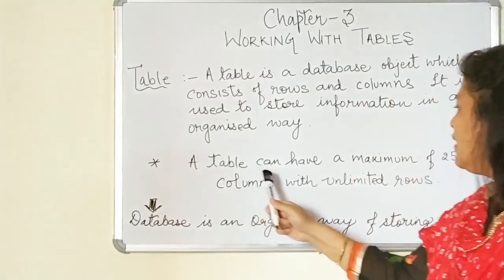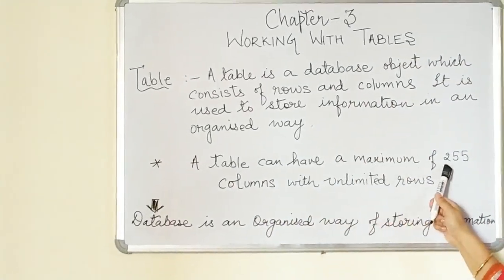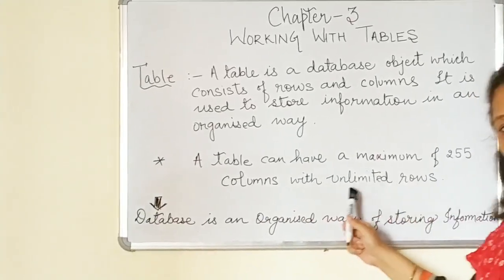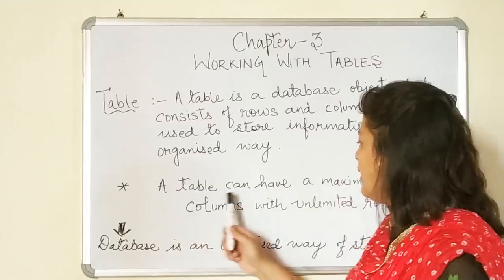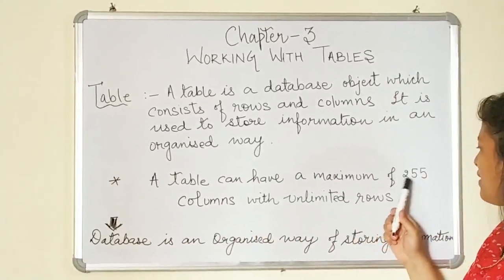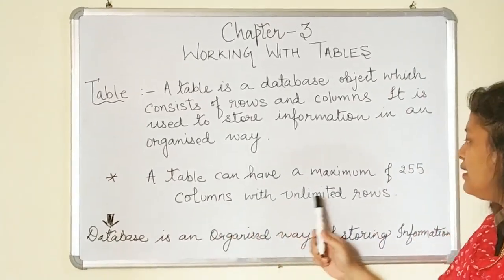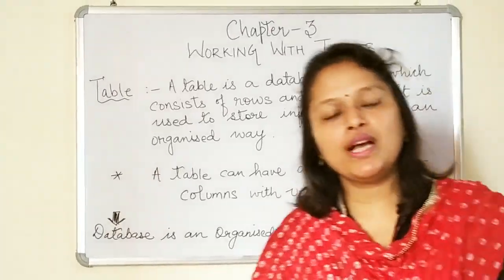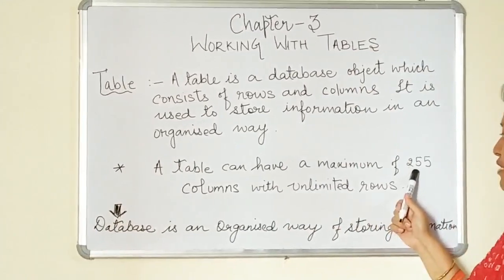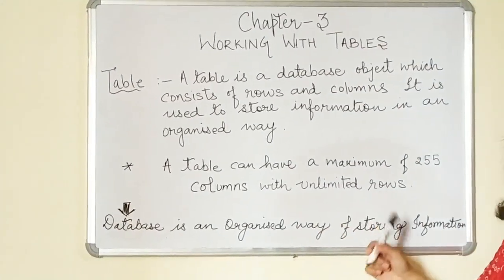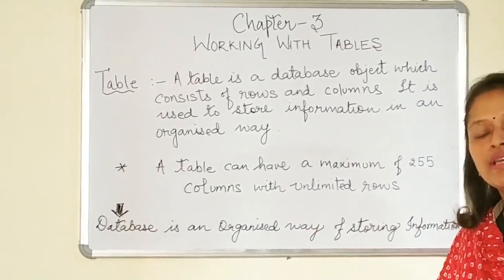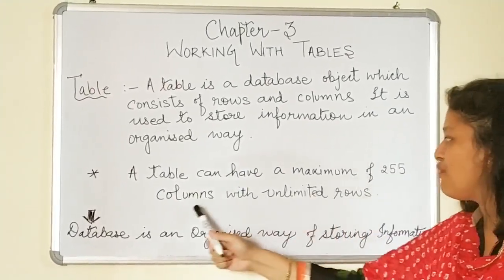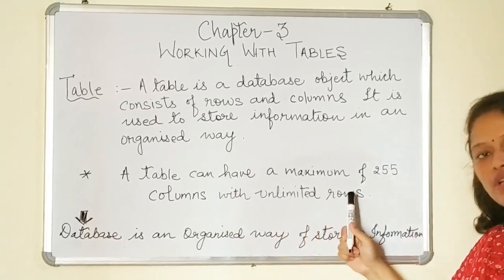Okay, a table can have a maximum of 255 columns with unlimited rows. Now this is a very important concept, children. A table can have a maximum of 255 columns with unlimited rows. It means the maximum columns a table can have is 255, with unlimited rows. There is no limitation on how many rows a table can have. It should have a maximum of 255 columns and unlimited rows.